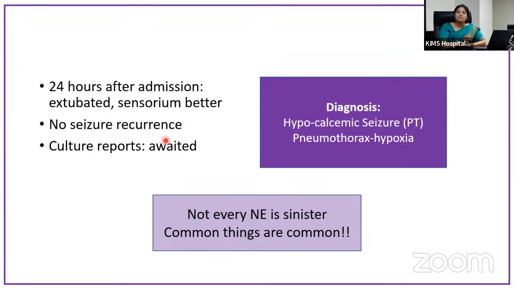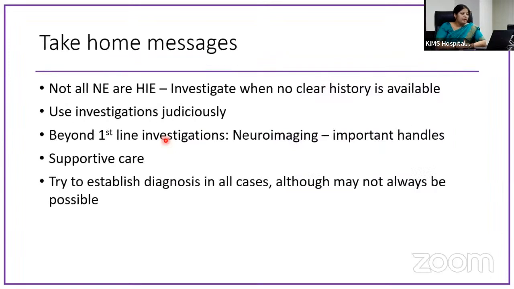So in any child who presents with neonatal encephalopathy, we need not jump to the high-end tests upfront. What we need to do is follow our routine metabolic screening tests like calcium, sugar, and magnesium first before we go on to other investigations. So I will conclude by saying that not all neonatal encephalopathies are HIEs. We should investigate when there is no clear history available of HIE. We should use our investigations judiciously. Each and every investigation has to be tailored for our babies.